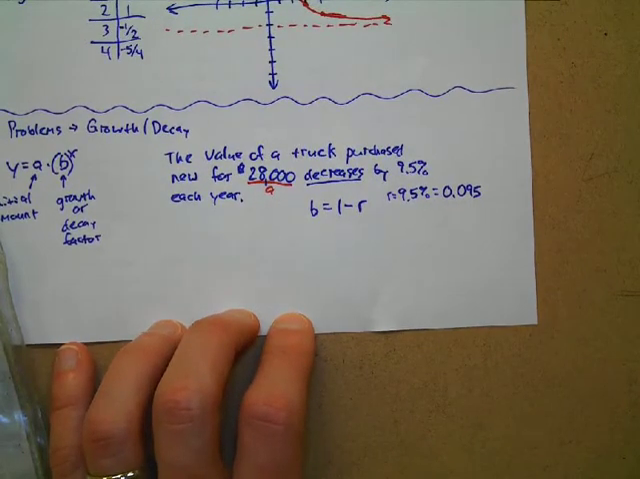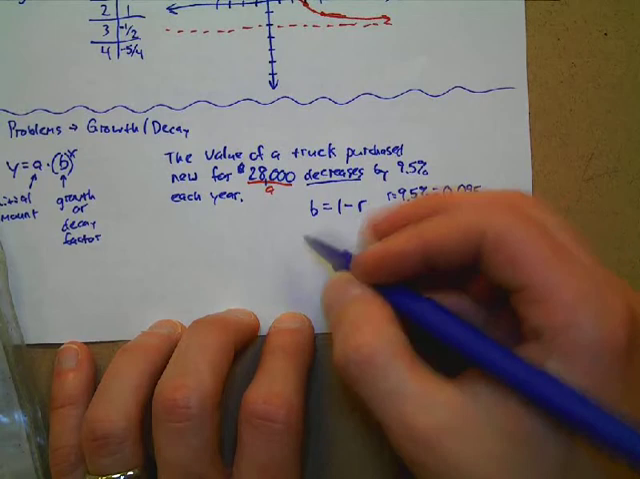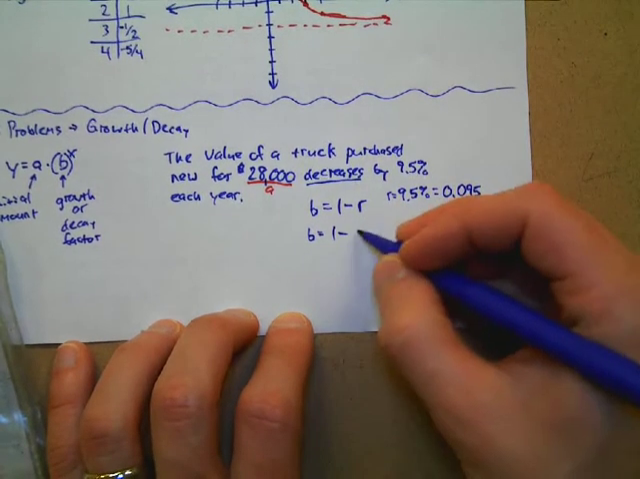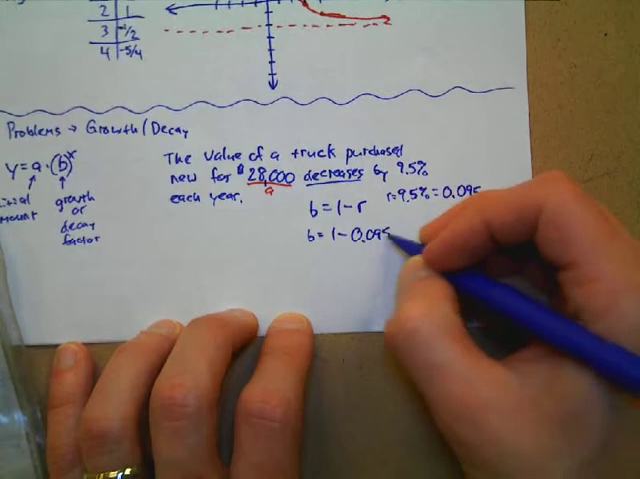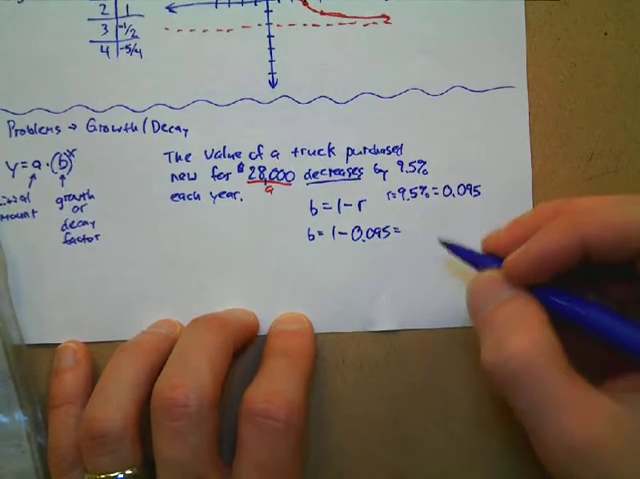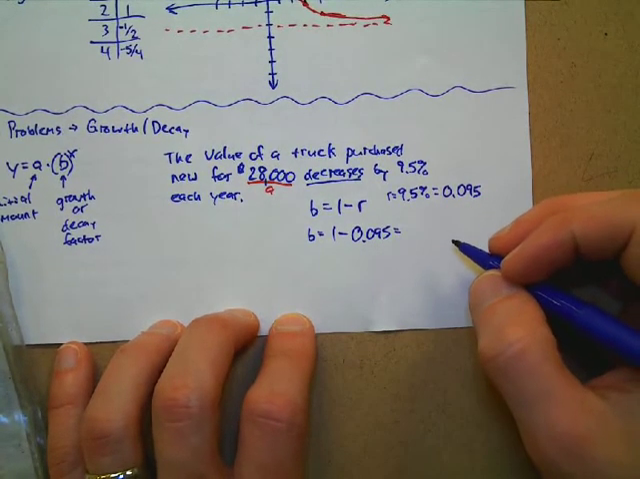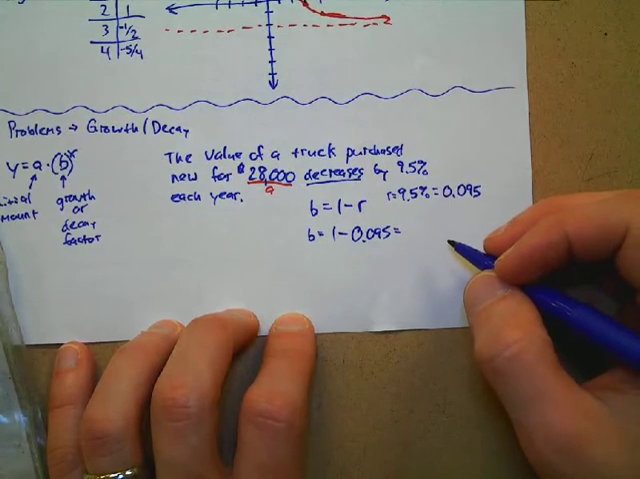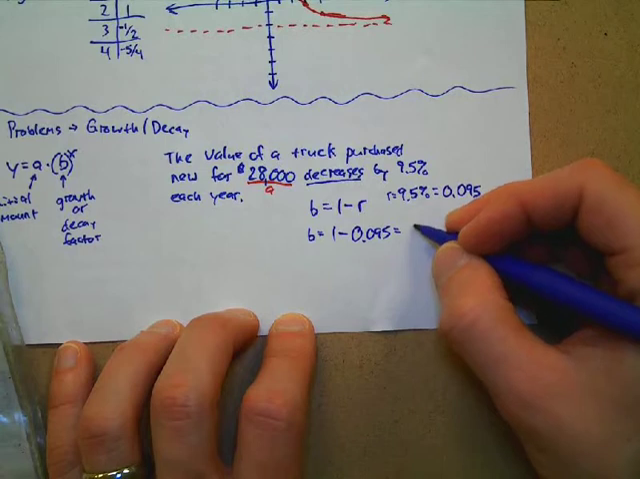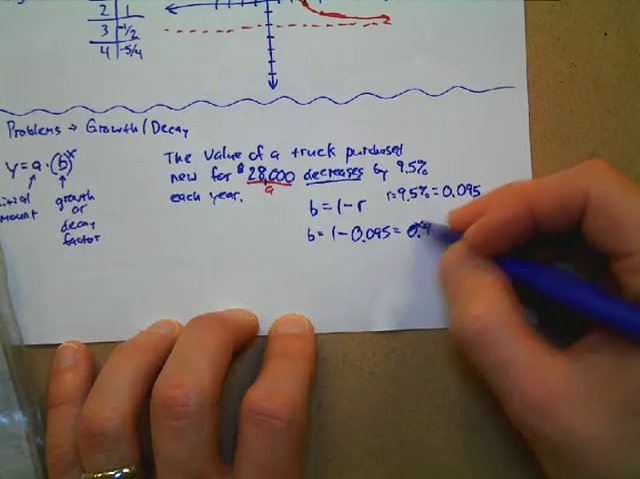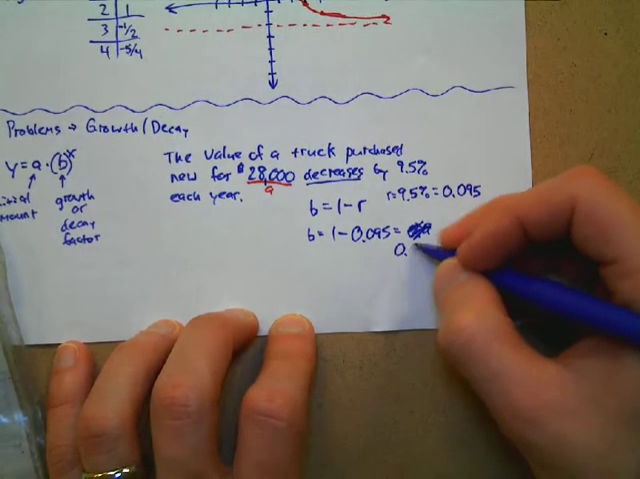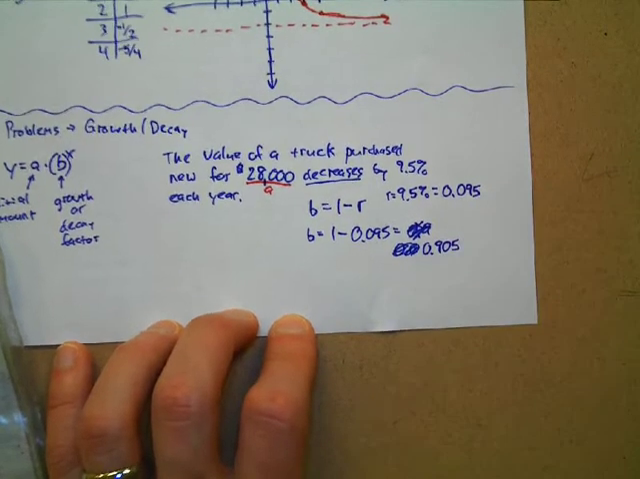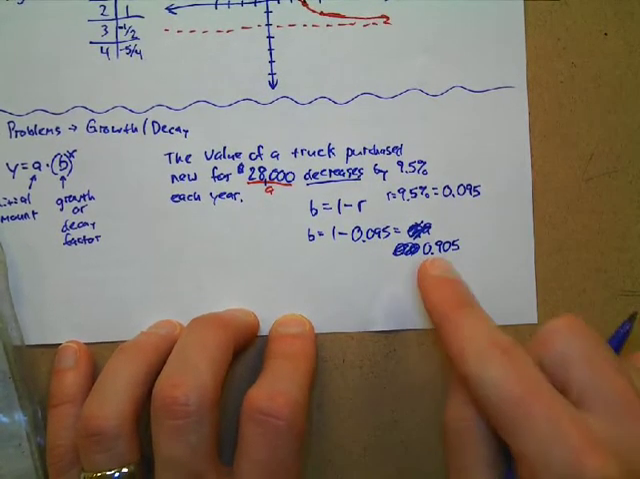So B is equal to 1 minus the R value of 0.095. Which means that B, if I do 1 minus 0.095, let's see, 1 minus 0.09 would be 0.91. So 0.905. There we go. That's our B value there.